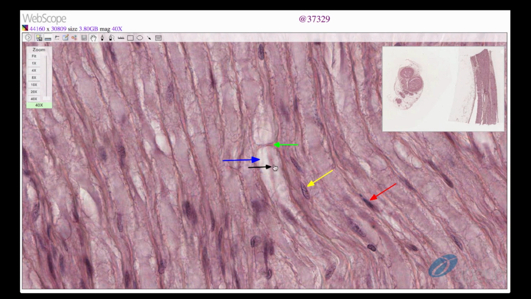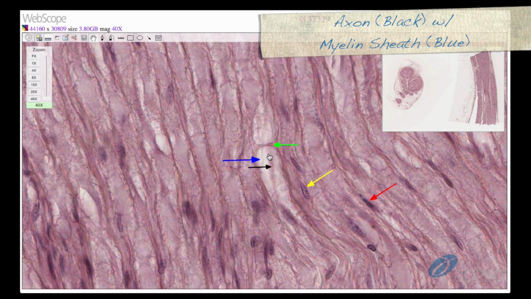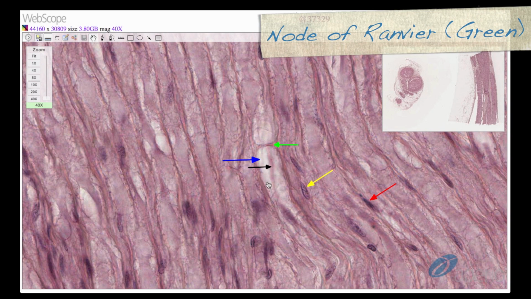Axons can also be seen surrounded by their myelin sheaths, except where the nodes of Ranvier are located. The black arrow points to an axon. Its myelin sheath can be seen at the blue arrow. A node of Ranvier can be seen at the green arrow.